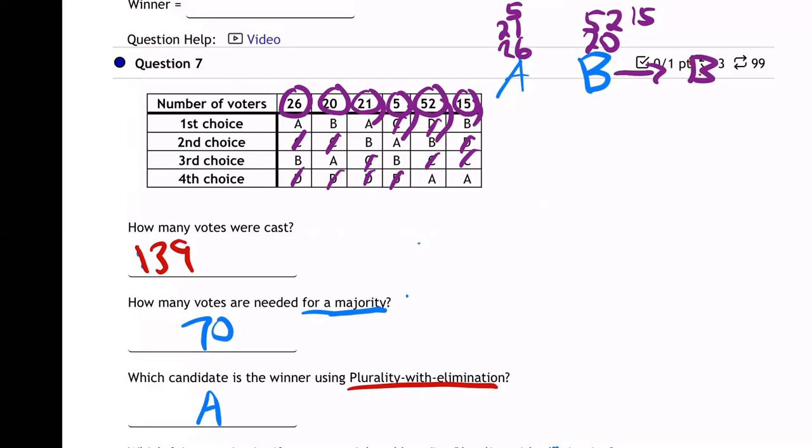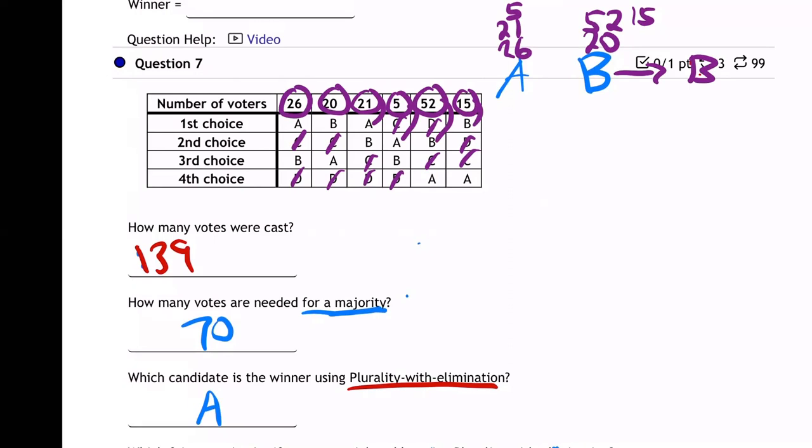B clearly has more. So if it was head-to-head just between A and B, if you ask the crowd, it's just A and B now, C and D dropped out, who do you like better? They would say, well, we prefer B. If it's just down to A and B, we prefer B. That's the will of the people, right? That's what head-to-head is all about.